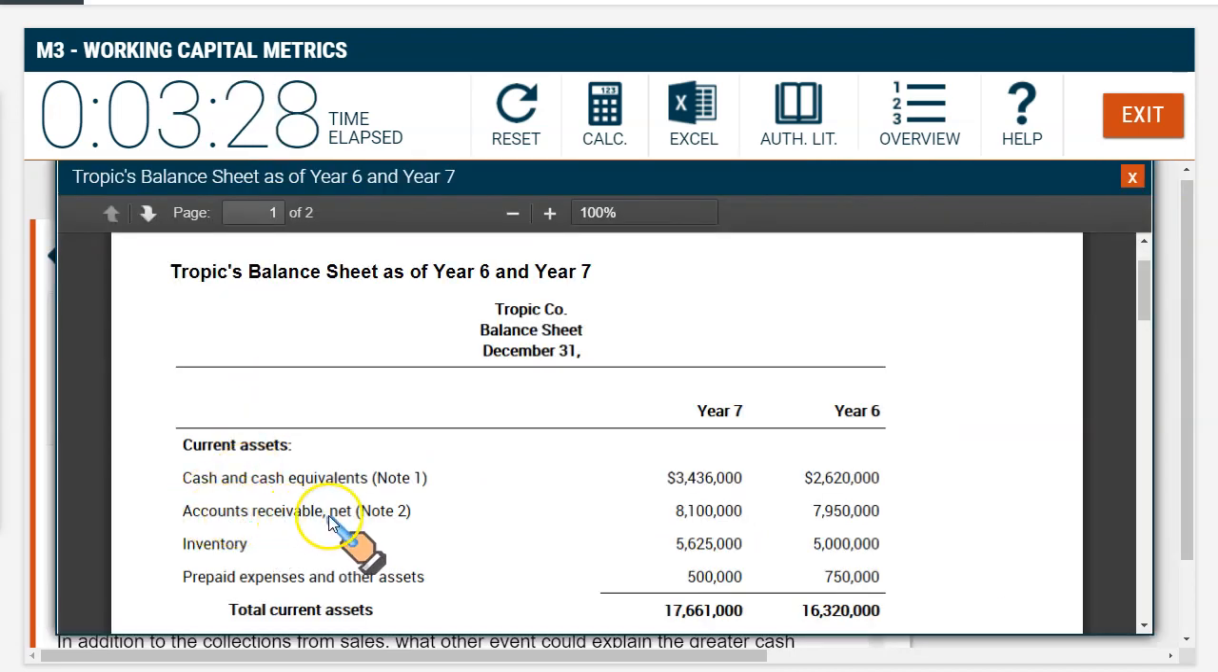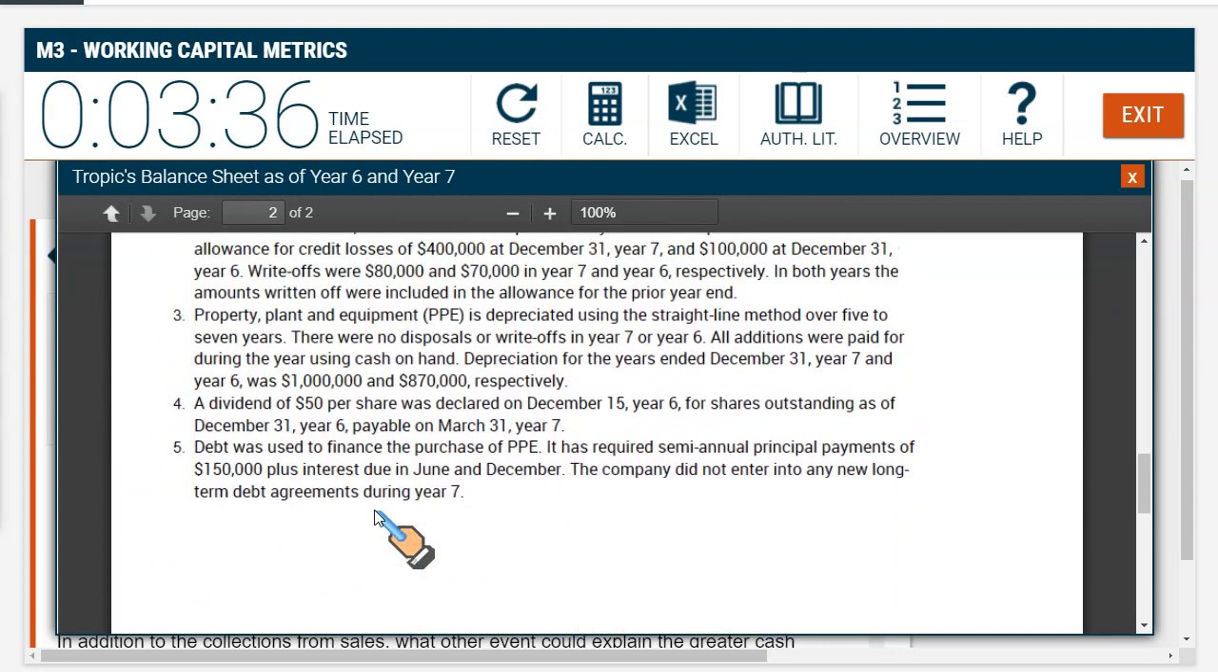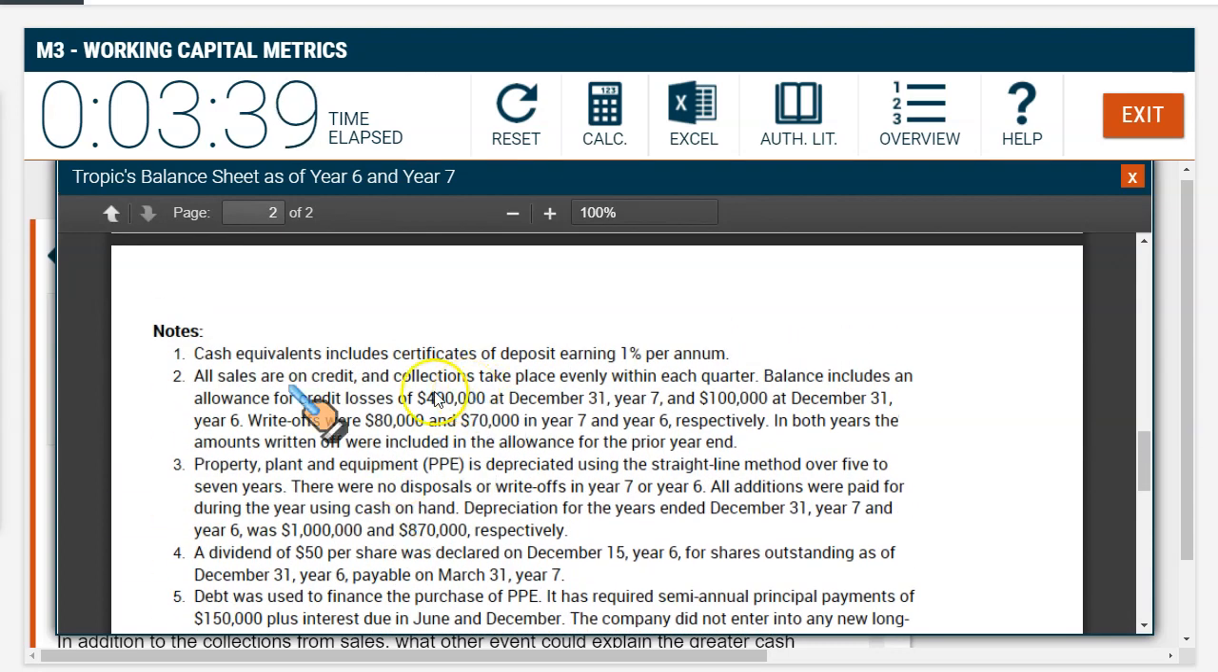Okay, now here we go. Account receivables. We have the opening and the closing, and also there is something related to this in note 2. Let us read note 2 also, to see if there is anything important that we need to know. All sales are on credit, fine, and collections take place evenly within each quarter. Balance includes an allowance for credit losses, 400,000 at December 31st year 7 and 100,000 at December 31st year 6. And the write-offs were 80,000 and 70,000 in year 7 and 6 respectively.